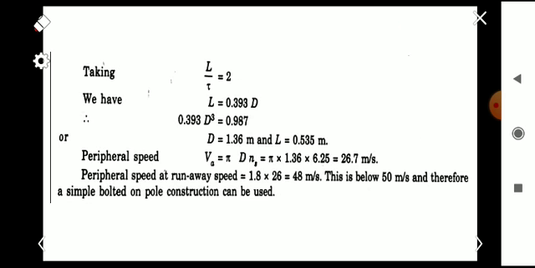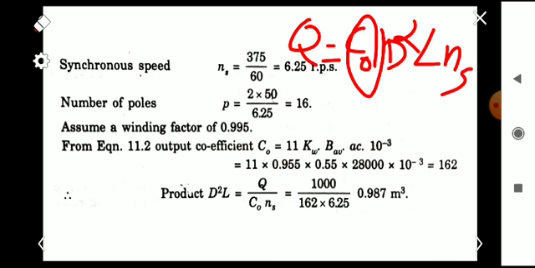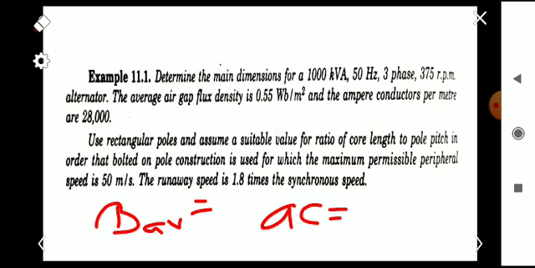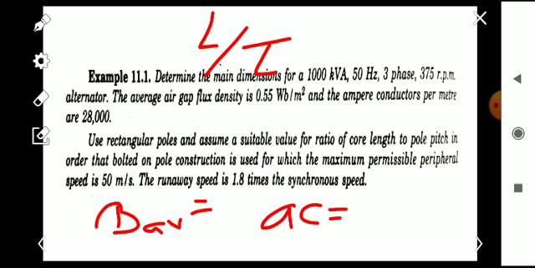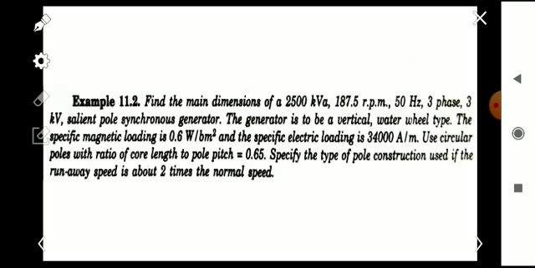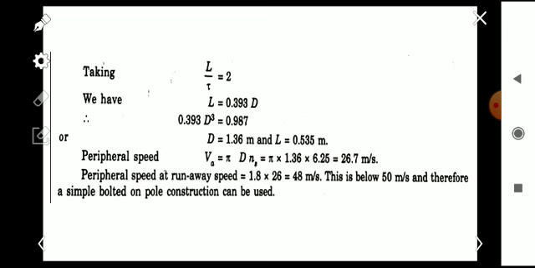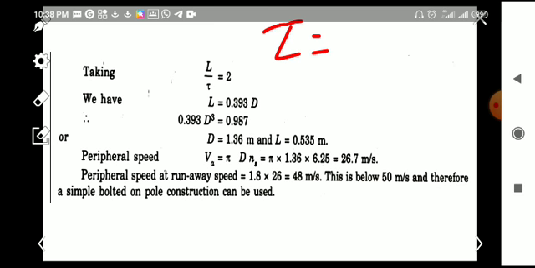Then the next step is the separation of this d and L. We have to find separate values for the main dimensions d and L. For getting that, we can use the pole proportion. In the question itself, they ask us to assume a suitable value for the ratio of core length to pole pitch. Core length to pole pitch means the L by tau ratio. Pole pitch is tau. So here we are assuming a value of L by tau as 2.